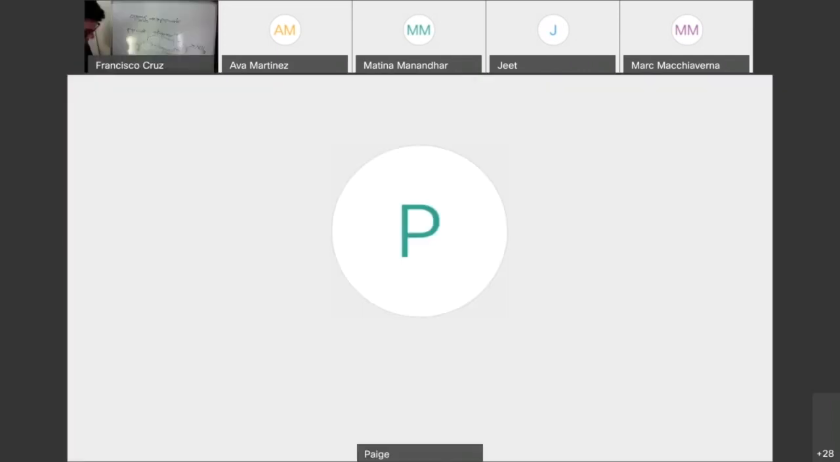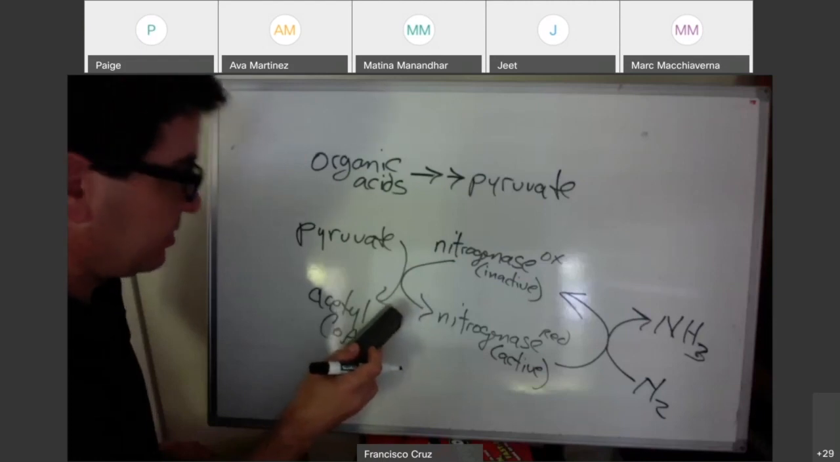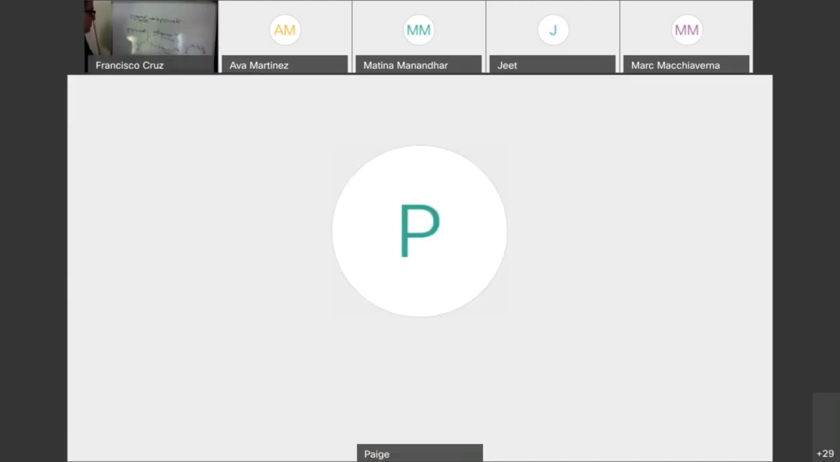So the whole thing is in the plant, right? This is inside of the bacteria cell. Okay. Bacteria cell.